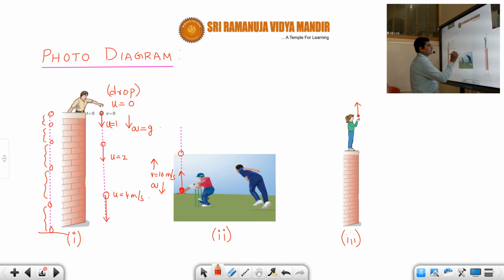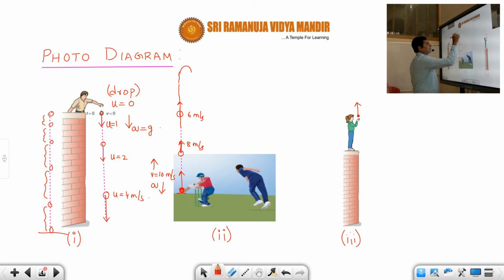So after some time what will happen, students? The speed will become 8 meters per second. After some time, when it comes here, the speed may become 6 meters per second. Like this, 5, 3, 2, like this. Finally it will become 0.